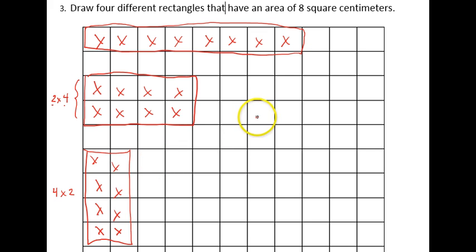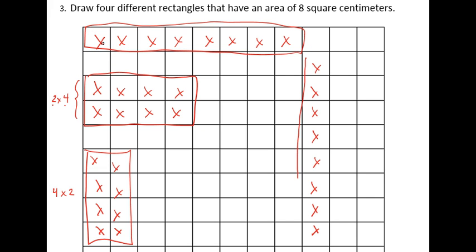And I can use that same logic for my last rectangle. My first rectangle was 1 row of 8. So now I'm going to do 8 rows of 1. I'll count out the 8. There's my 8. Draw a box around it. And there are my 4 rectangles, and each one has an area of 8 square centimeters.